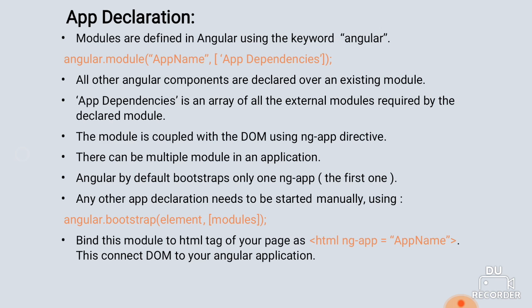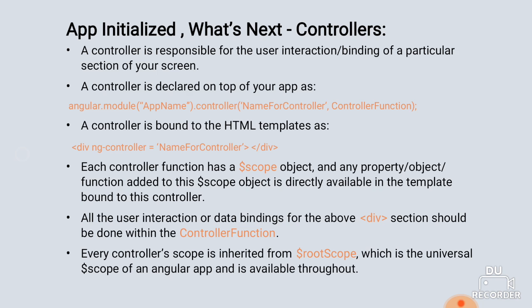So for example, if you attach this ng-app directive to, let's say, a div node, then the entire application will be restricted to the div node only. Since we are considering a full-fledged single page application, we would like to attach this ng-app directive at the root node of our application, that is the HTML tag. Hope that's clear. Moving ahead, once after declaring the Angular application, what's the next step?